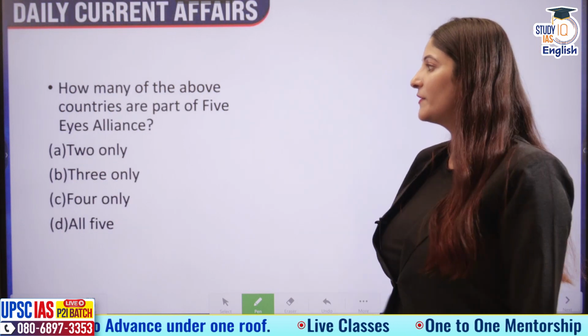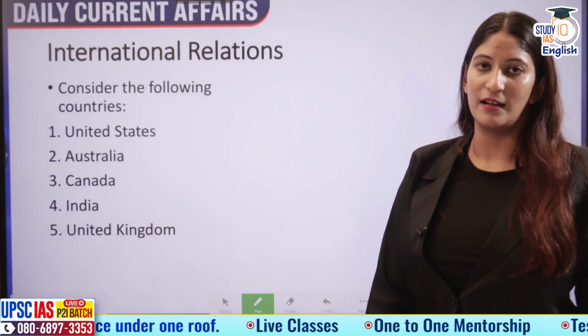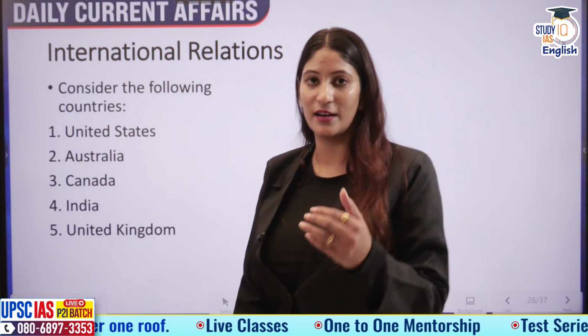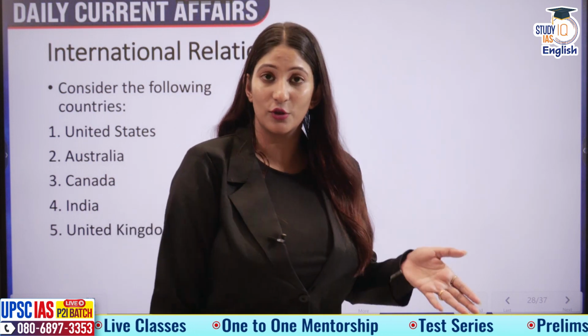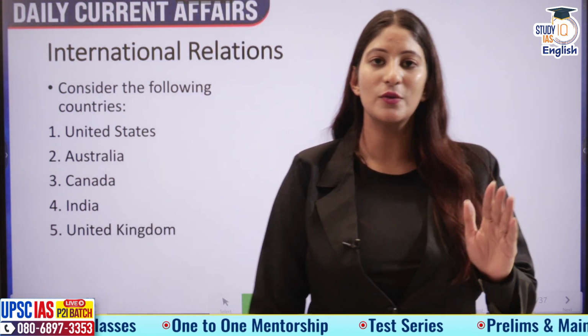Consider the following countries: USA, Australia, Canada, India, UK. How many of the above countries are a part of the Five Eyes Alliance? Five Eyes Alliance are again in the news because they have said China is a global threat. Other than this, New Zealand has also backed many countries of the Five Eyes, which says that India shouldn't have expelled diplomats of Canada. This is what they are saying.